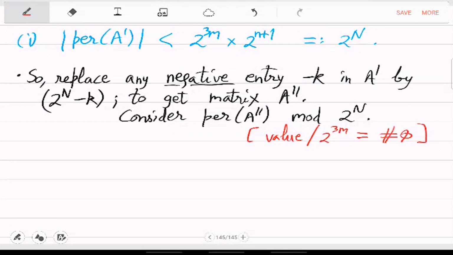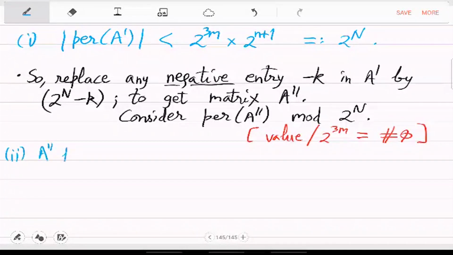And this value you can find out. If it is positive, then the permanent of A double prime mod 2 raised to n is that value. Or if it is negative, then you can take 2 raised to n and then just take the negative of this. So the point is that it is easy to compute the number of satisfying assignments. And the only issue is how to now write it in binary representation.